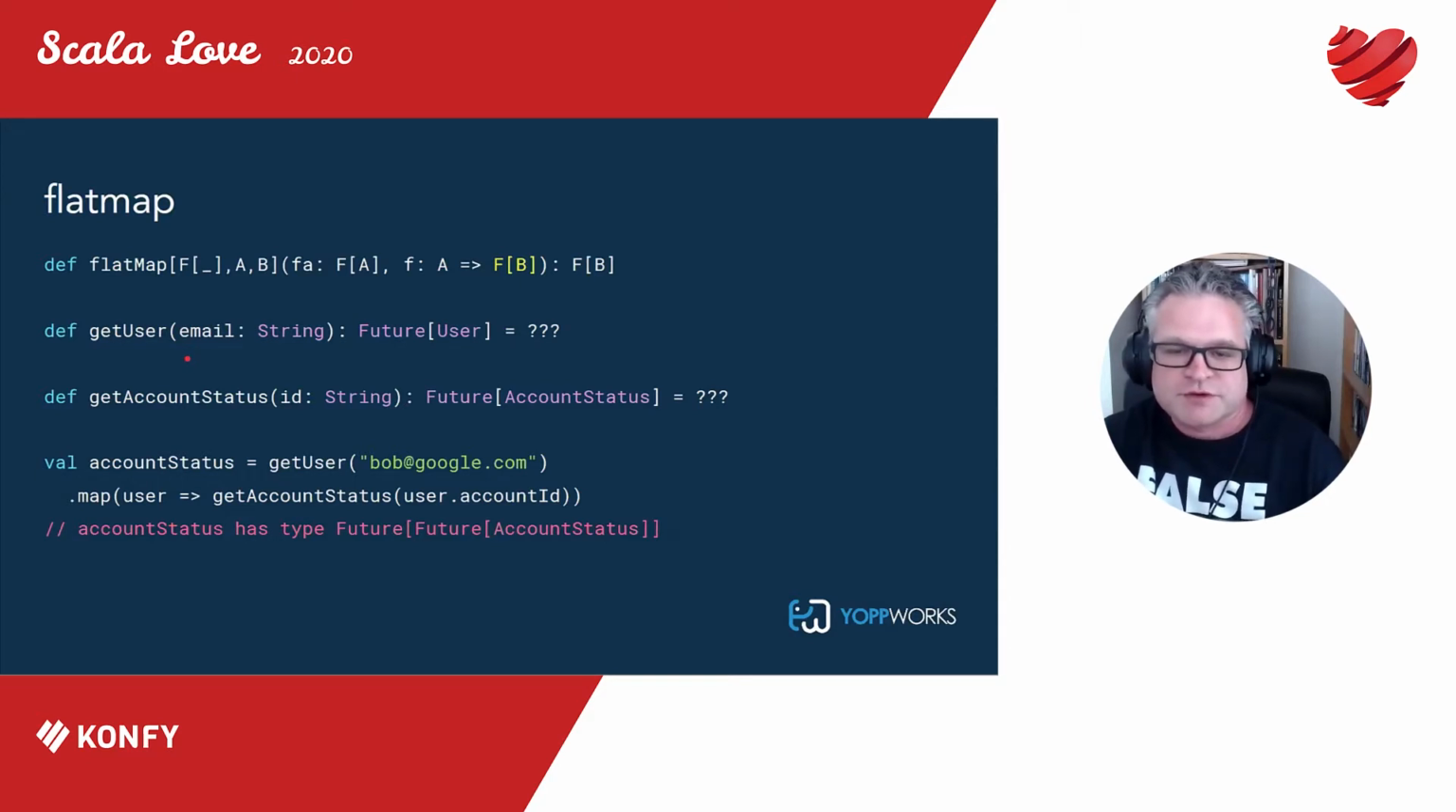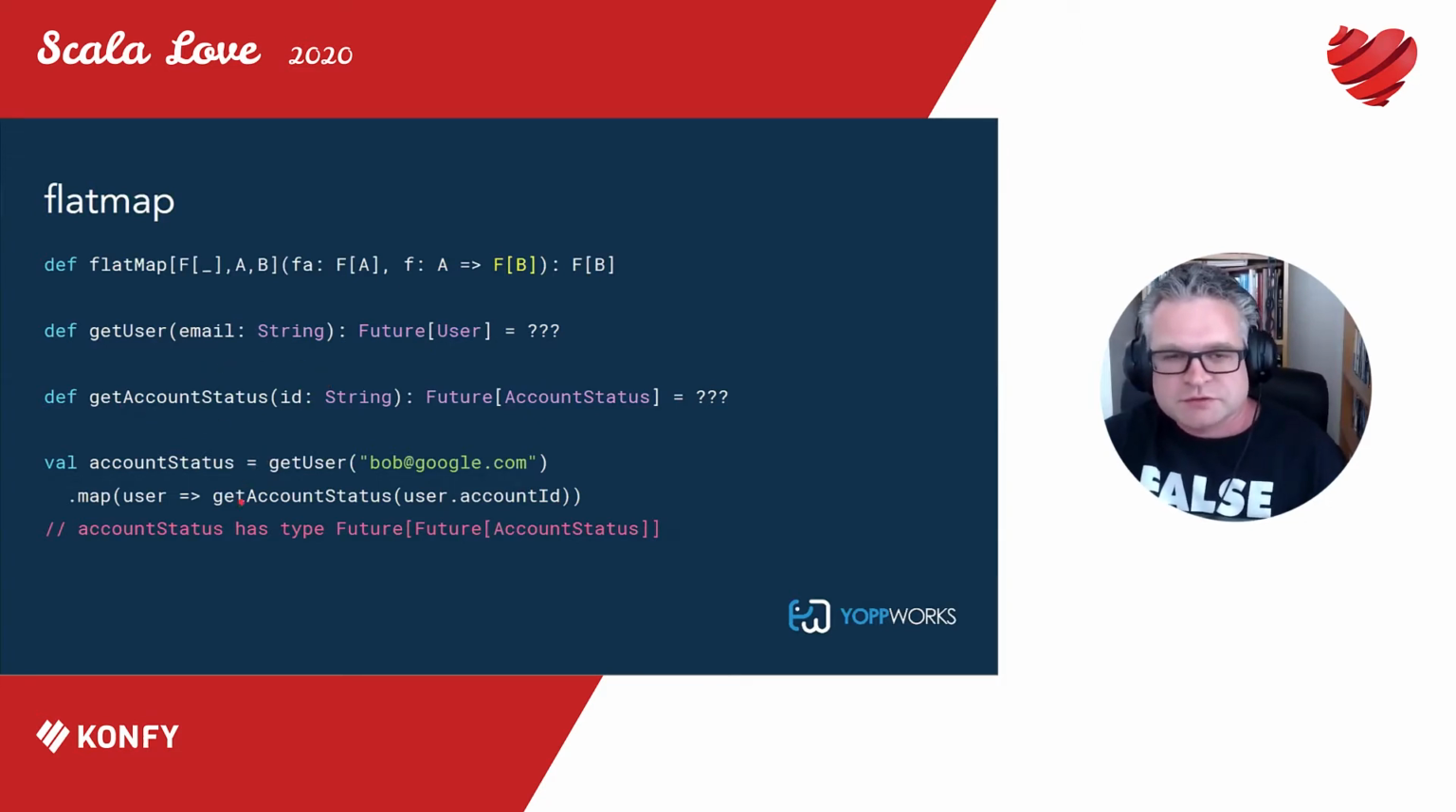So the first thing we want to do is call getUser, which gets the future user, and then we want to get the account ID out of that user and pass it to getAccountStatus. So that's the second call, and what we'd want to do is compose these two functions together. But we can't do that because the types don't line up. When we get the future user from here, we can't pass that to getAccountStatus.